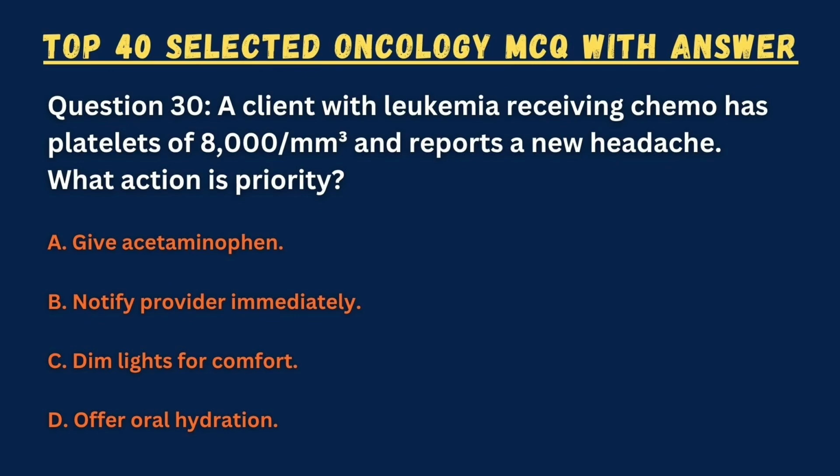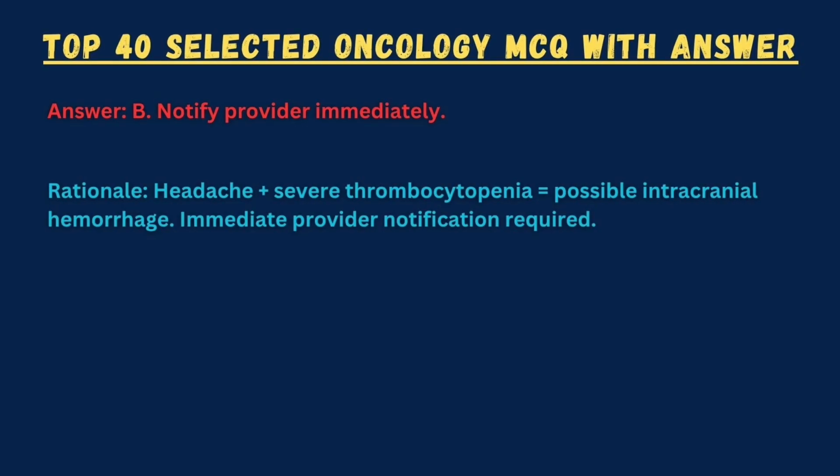Question 30. A client with leukemia receiving chemo has platelets of 8,000 per cubic millimeter and reports a new headache. What action is priority? A. Give acetaminophen. B. Notify provider immediately. C. Dim lights for comfort. D. Offer oral hydration. Answer: B. Notify provider immediately. Rationale: Headache plus severe thrombocytopenia equals possible intracranial hemorrhage.